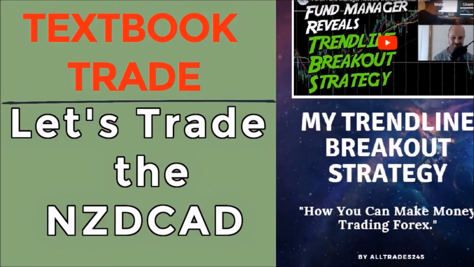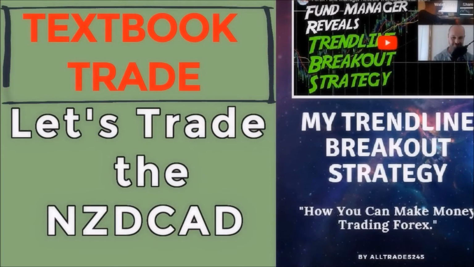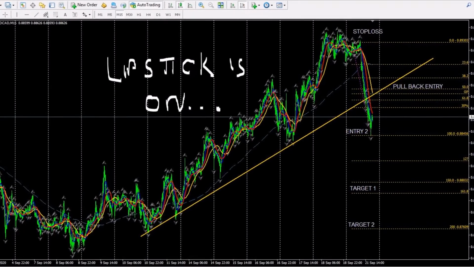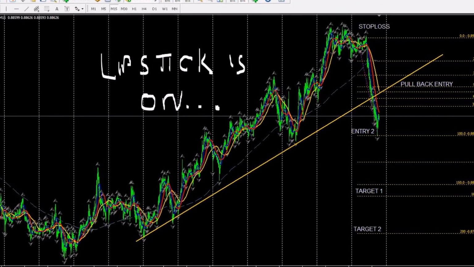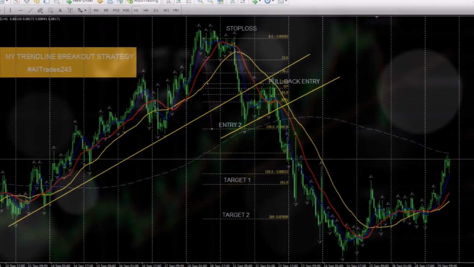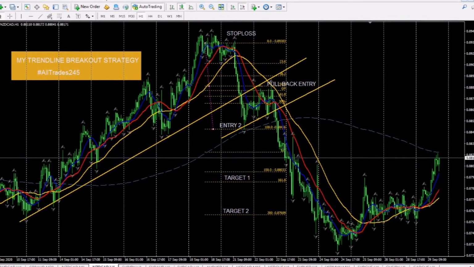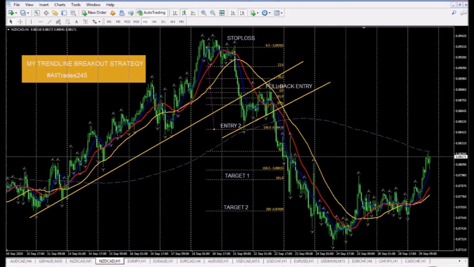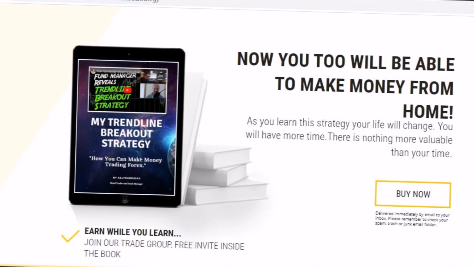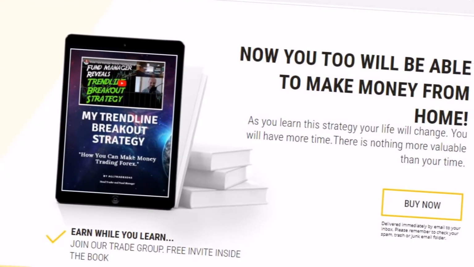Okay, let's trade the New Zealand CAD. Beautiful trade. We put the lipstick on in the trade group so everybody understands what's happening. And there we have it. Another phenomenal trade. We're going to break that down step by step, show you how we make money so you too can make money from home.